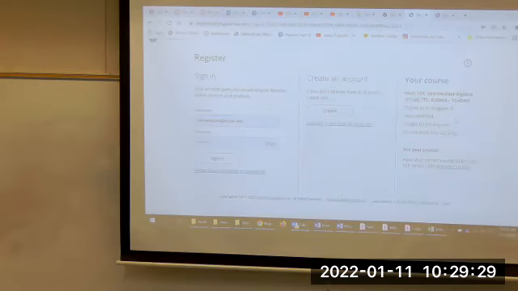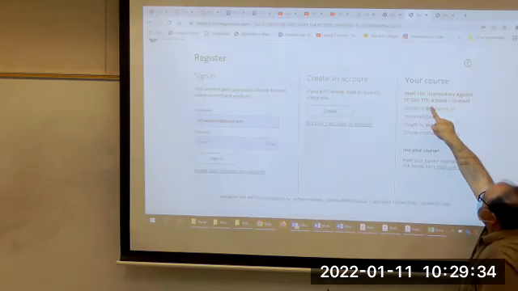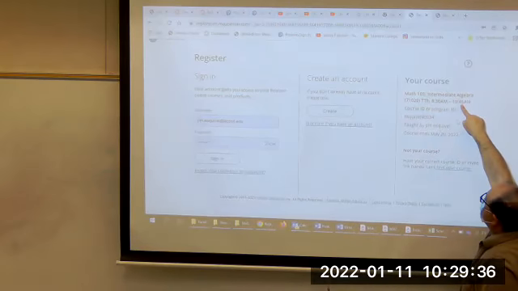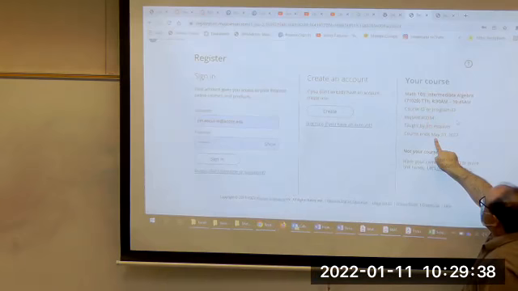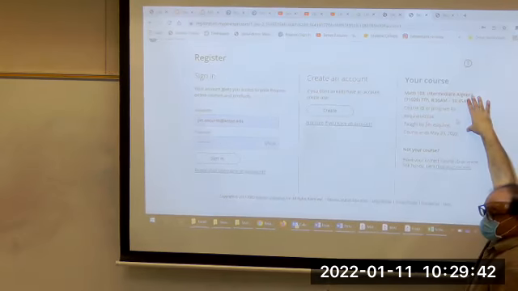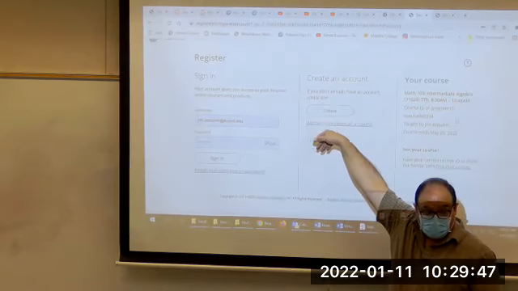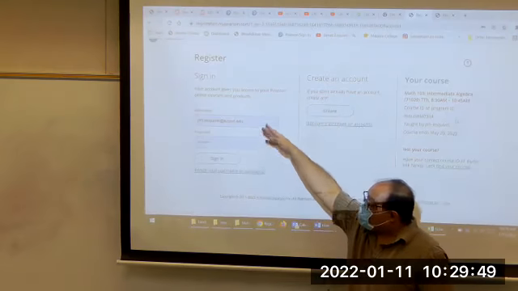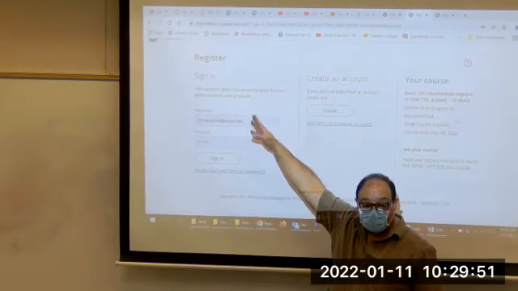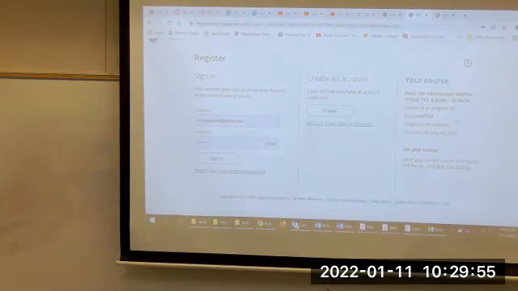So over here on the right: intermediate algebra, there's the course number, Tuesday, Thursday, 8:30 to 10:45. Esquivel, course ends May 20th, 2022. You're in the right place. If you don't have an account, you have to make one. If you do have an account, you can sign in right here. Okay? Sign in.